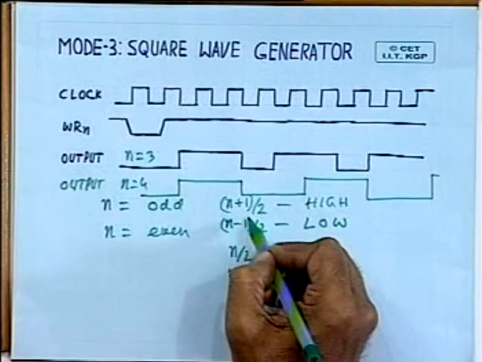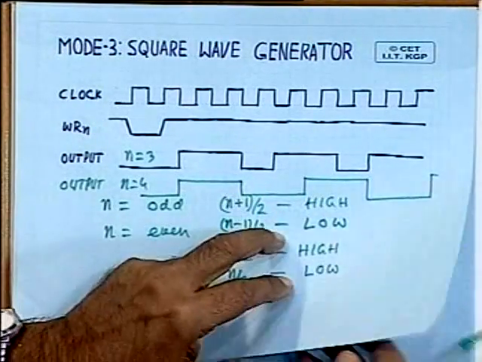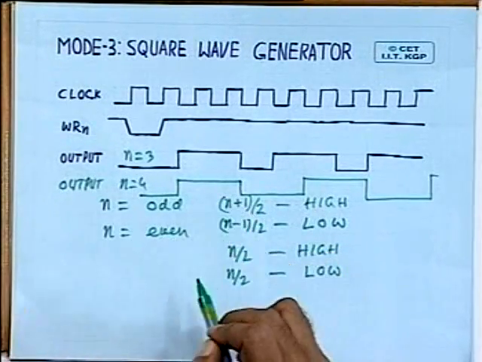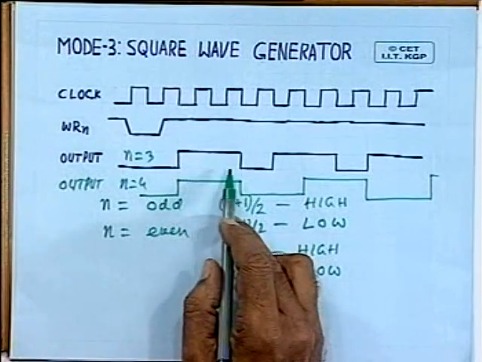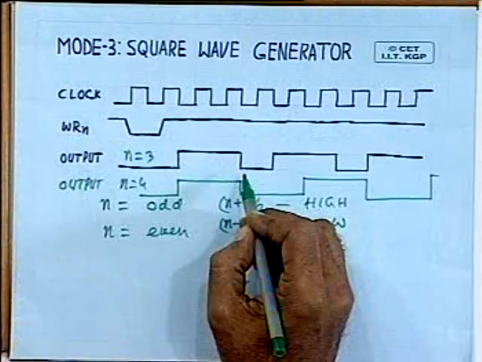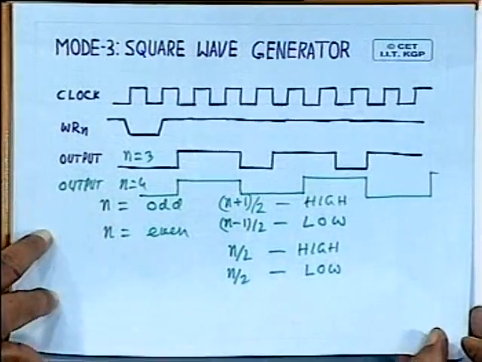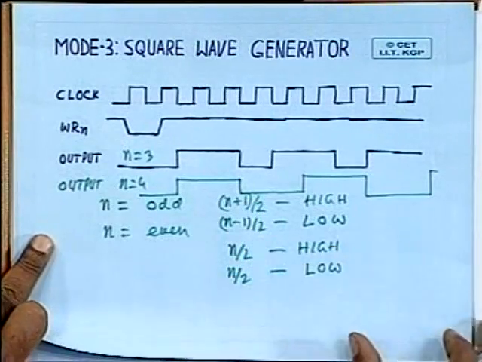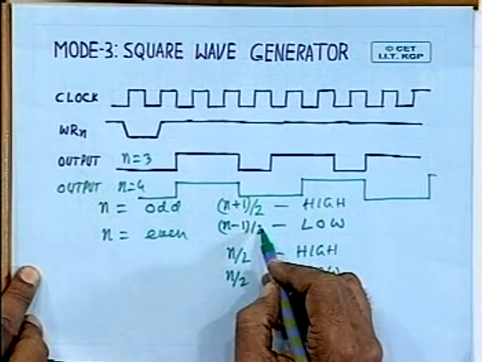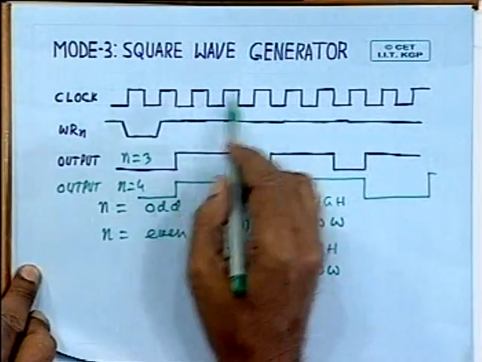Whenever the value of n is large, then this difference will not be noticeable. Suppose that value of n is 1000 or 5000, then one will be 2501, another will be 2500. I mean 2001 and another will be 2000, like that. So this may not be noticeable when this value is large, but otherwise this is how odd and even numbers are taken care of in this square wave generation mode.